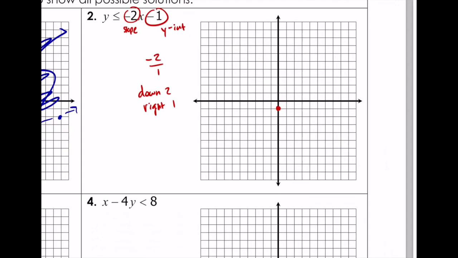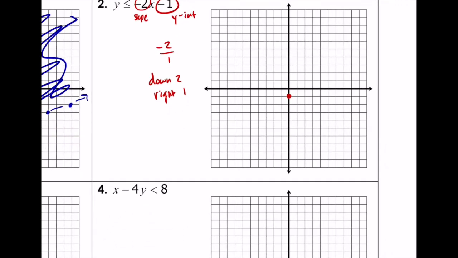So back here, that -2 tells us to go down 2 and to the right 1, and we can put our next point. So let's keep going down 2 over 1, down 2 over 1, and we can keep going with that, and same in the opposite direction. Instead of going down 2 and to the right 1, we can go up 2 and to the left 1. And we can keep filling in our graph.